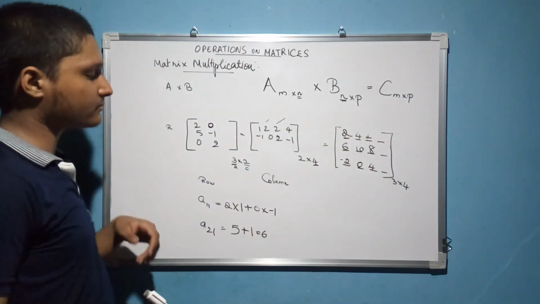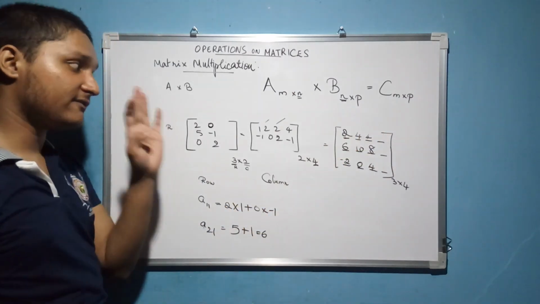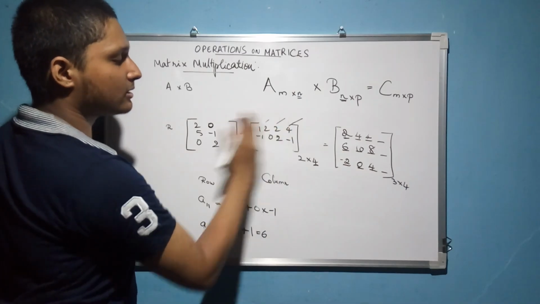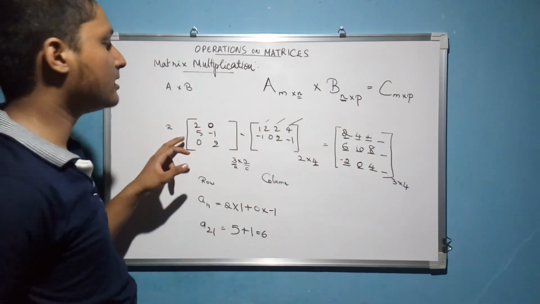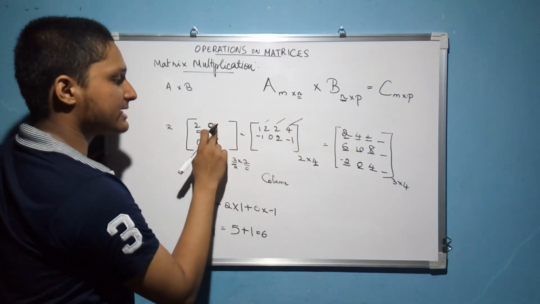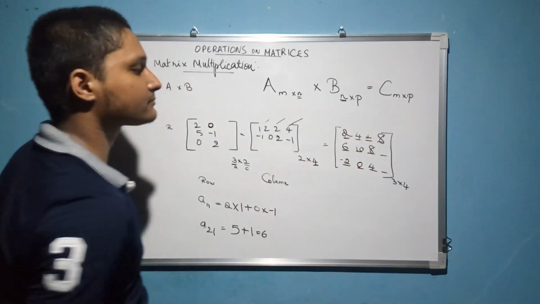Okay, now we have the first row and the last, fourth column. So the fourth column is here, and the other columns I'll leave. You have 4 and minus 1. So you have 4 into 2 is 8, 0 into minus 1 is 0. So it is going to be 8 here.